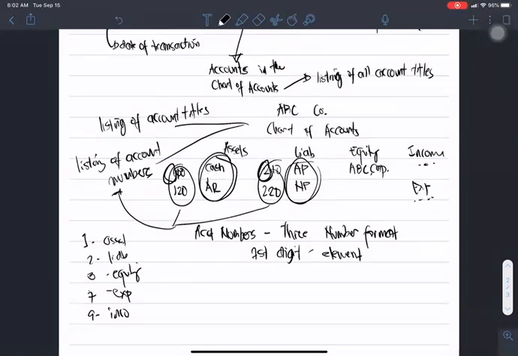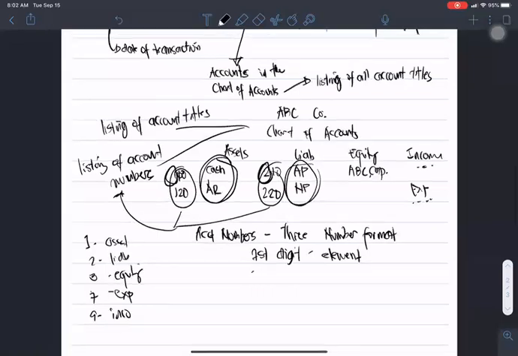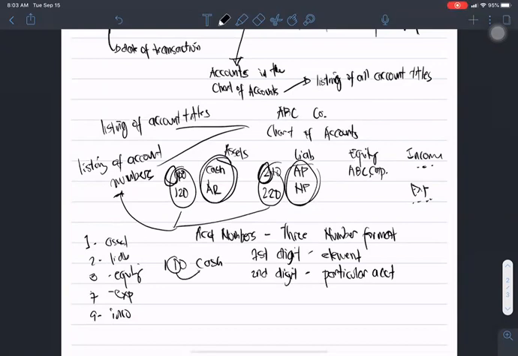So here we say that the number 1 is for asset and number 2 is for the liability. The second digit is the particular account. So here we have, let's say, 110 cash. So 1 pertains to asset, and the second one is cash. Sir, how about the third digit? What is the use of the third digit?